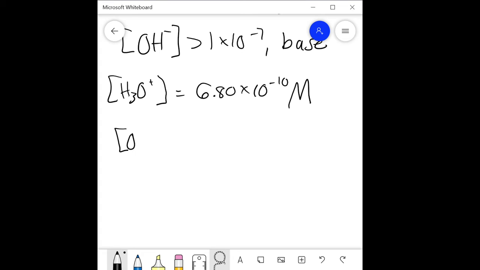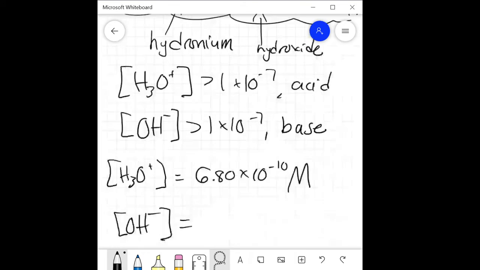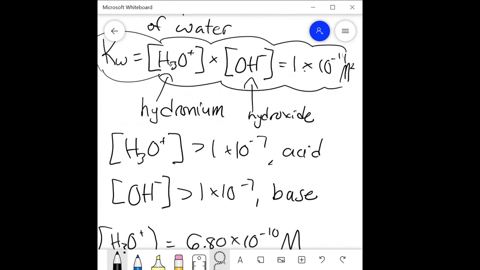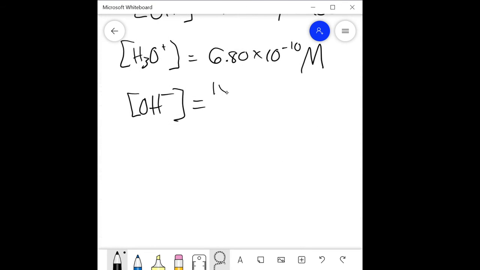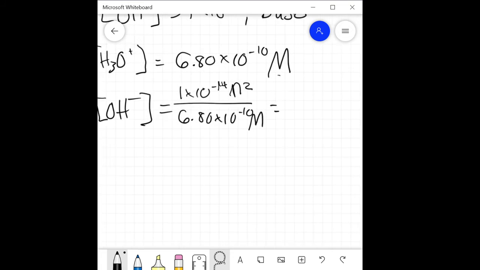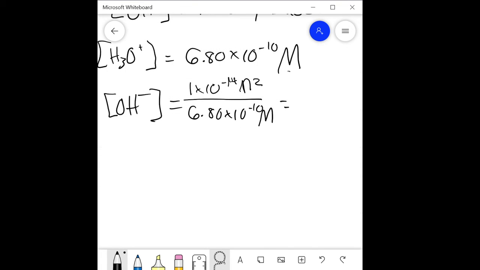How you're going to set this up: the molarity of whichever one you're trying to find equals, because we know the constant is just the molarity of hydronium times the molarity of hydroxide, to find only one of them we can just divide and put that on top. So we put our constant, 10 to the negative 14th molar squared, over whatever we're given, and then plug it in our calculator and round to 3 sig figs. Don't go off this one, the 1 is exact. Go off of what's given in your problem.